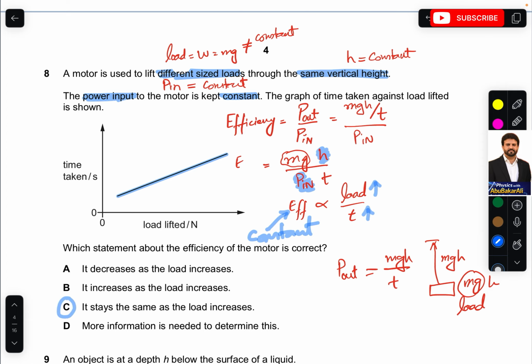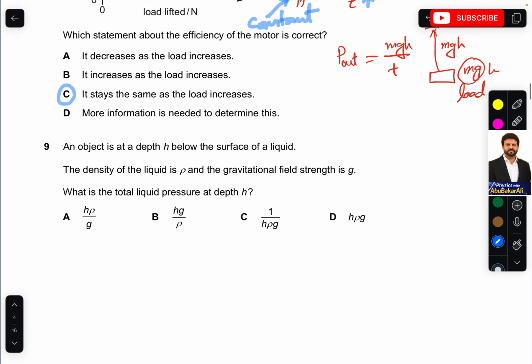I hope you understand this thing. It stays the same as the load increases. If the load is increasing, input power is the same. So for the motor or for something, it will be more difficult to lift it. It will take more time lifting it, right? So efficiency will remain the same. You're increasing the load, the time will also increase to do that thing. Okay? Because the input power is not changing.